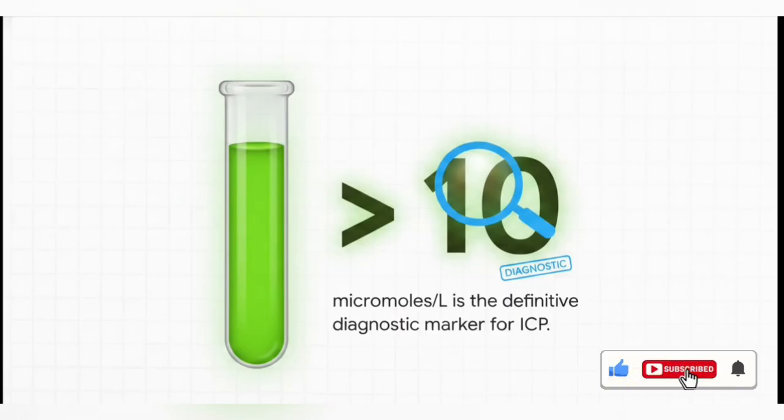So the crucial point is rapid diagnosis. If you suspect ICP because a pregnant female complains of severe nighttime itching on her palms and soles, what is the absolute best investigation? You must order serum bile acid levels. A level greater than 10 micromoles per liter is diagnostic. Do not forget that number, greater than 10.